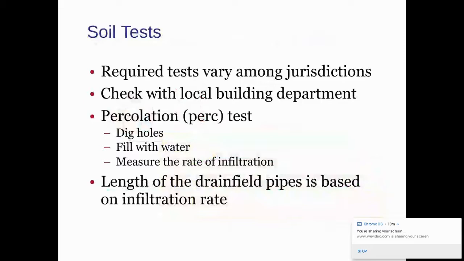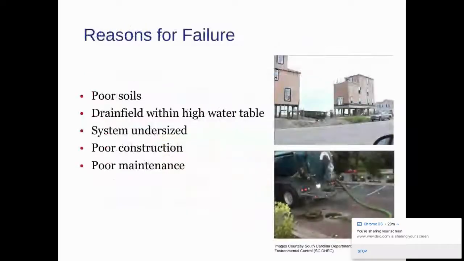You also need to be concerned about the length of the drain field pipes based on the infiltration rate. If you have a faster infiltration rate, you can have shorter pipes. With a slower infiltration rate, you need longer pipes to spread the liquid out over a larger area. Reasons they fail: poor soils, like I said, you have a lot of clay soils. If the water table is too high, the discharge is going to encounter the water table too fast and contaminate it. If the system's not sized appropriately, so you have a smaller system for too large of a house or building, bad construction, or more likely bad maintenance.